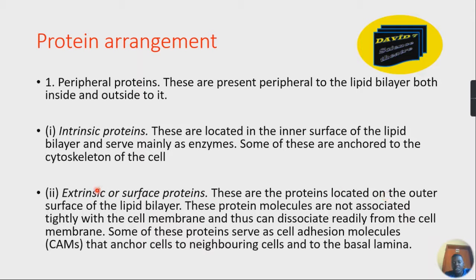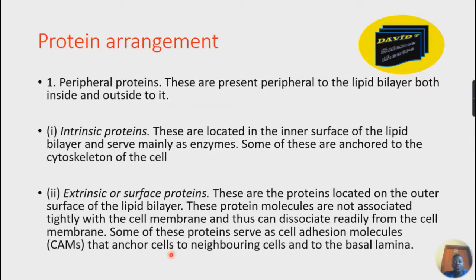These are proteins located on the outer surface of the lipid bilayer. These protein molecules are not associated tightly with the cell membrane, thus can dissociate readily from the cell membrane. You will find that these are forming the CAMs, cell adhesion molecules. We shall have a video about cell adhesion molecules. So these extrinsic proteins can readily dissociate off, and the CAMs are anchoring cells to neighboring cells or to the basal lamina. The next video, trust me, will have the cell adhesion molecules.